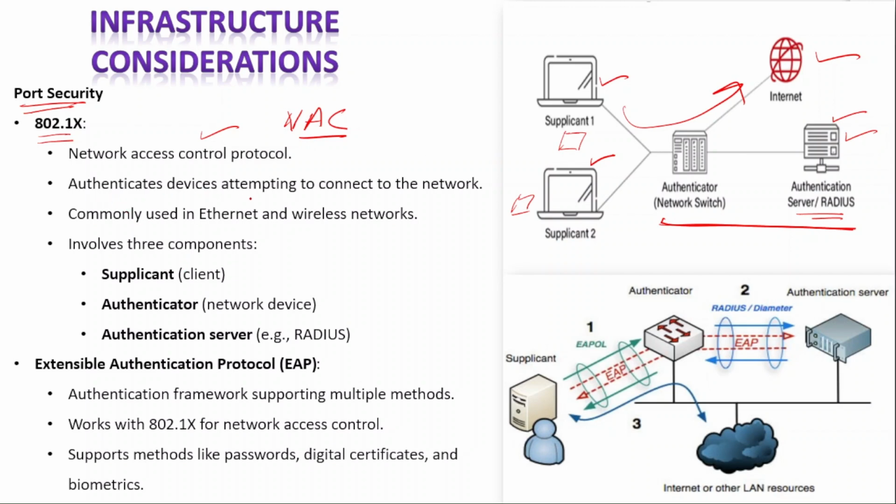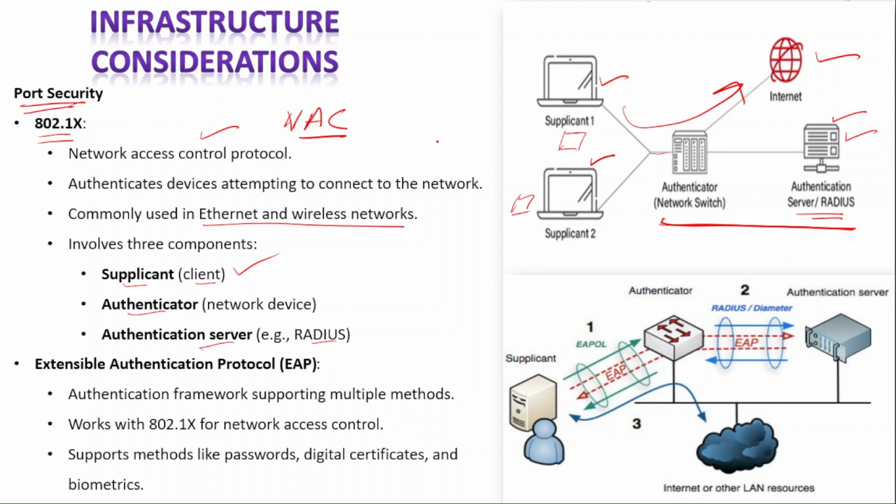So it authenticates devices attempting to connect to the network, commonly used in Ethernet and wireless networks, and involves three components. The supplicant: these devices that want to connect to the network are the clients, and they are known as the supplicant. The authenticator, which is basically the switch that gives these devices access to the internet, and the authentication server that authenticates the devices, such as the RADIUS.